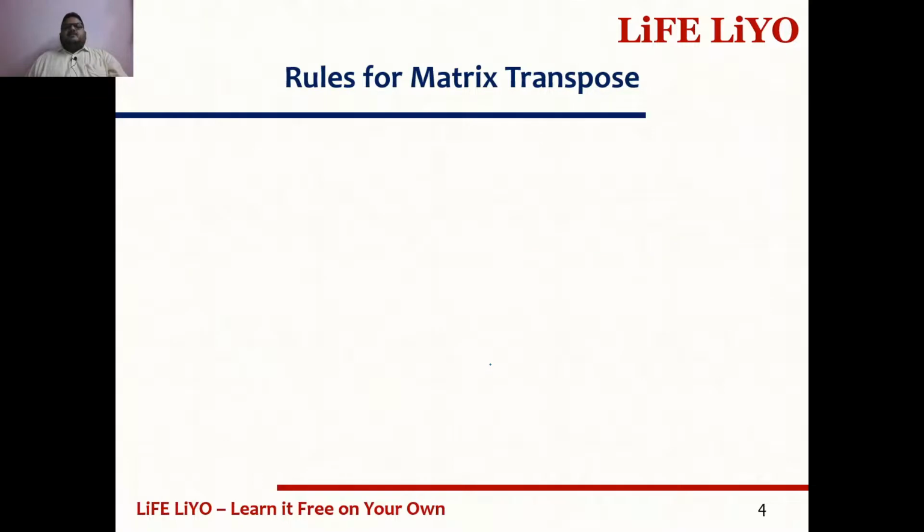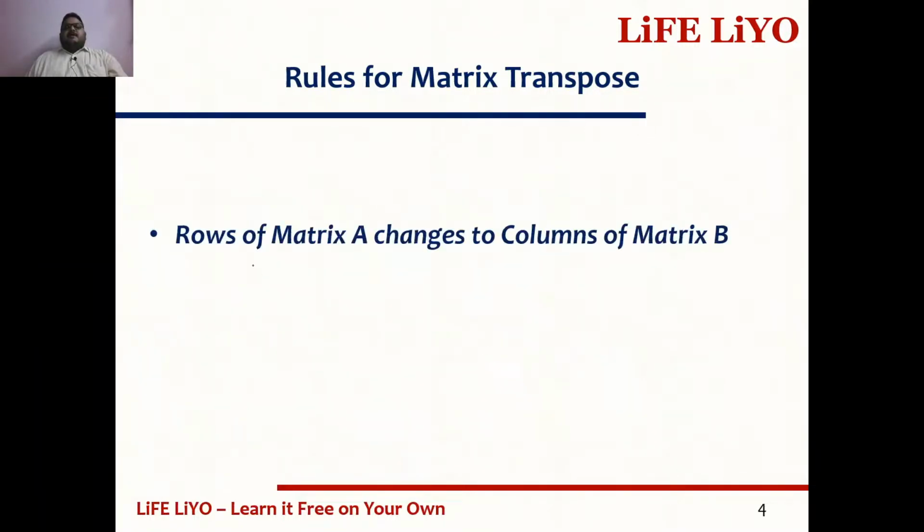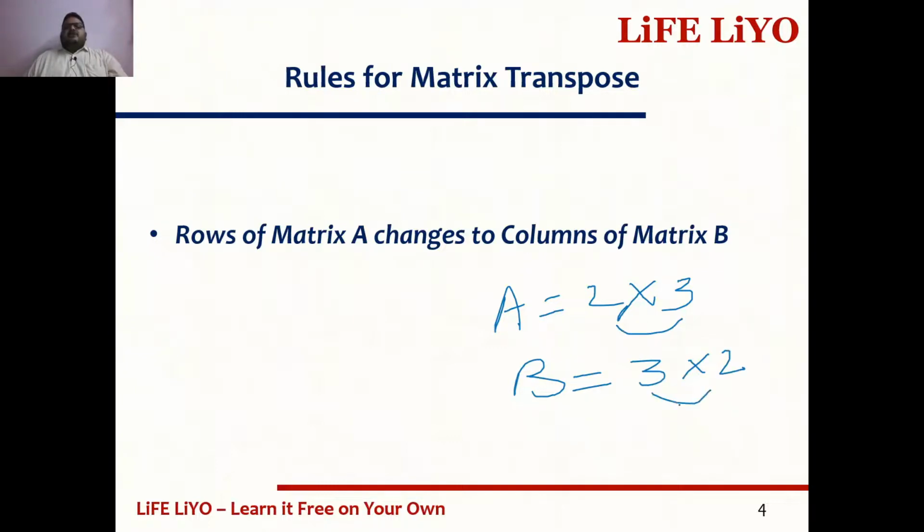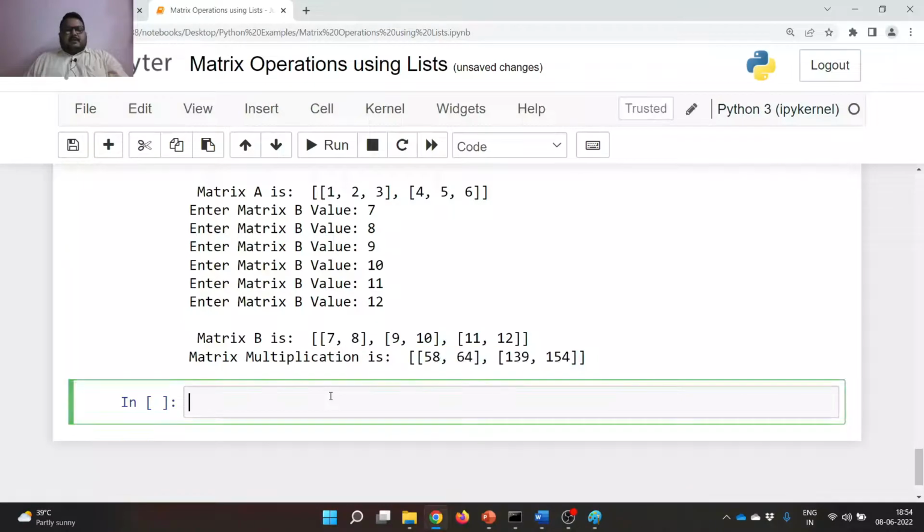Next, rules for transpose of a matrix. To transpose a matrix, rows of matrix A change to the columns of matrix B. For example, if A equals 2 by 3, then the B output matrix will be 3 by 2. So the rows and columns have to be interchanged and those values have to be swapped. The remaining entire concept is the same. Okay, transpose.